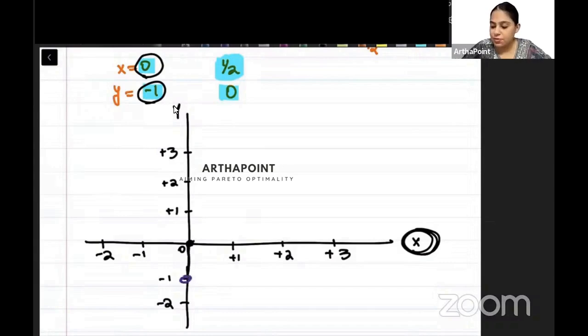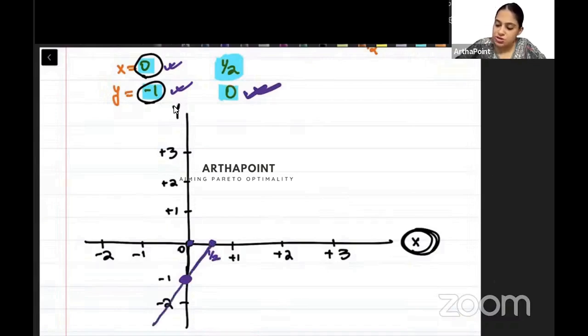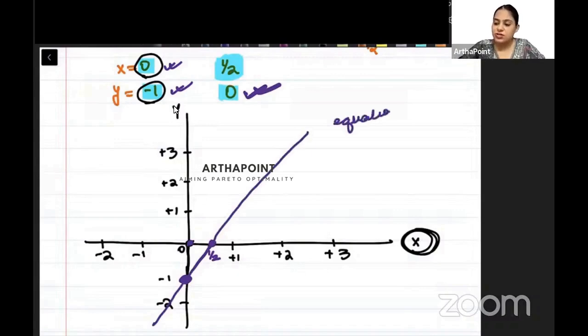But I'm marking with the purple. You start x is 0. X 0 माने you are on the y-axis. And y is minus 1. So I just put this point. When y is 0, which means you're on the x-axis, beta. When y is 0, x is half. Here. You join these points. This is the equation of this line. The graph of this line. क्या equation है? Y is equal to 2x minus 1. ठीक है? Is this clear?